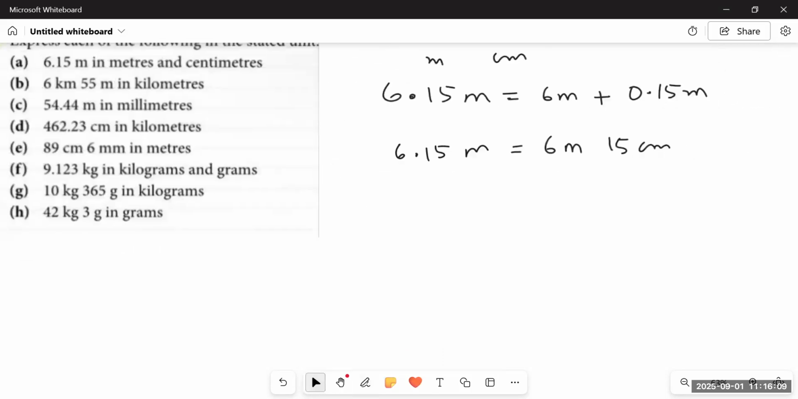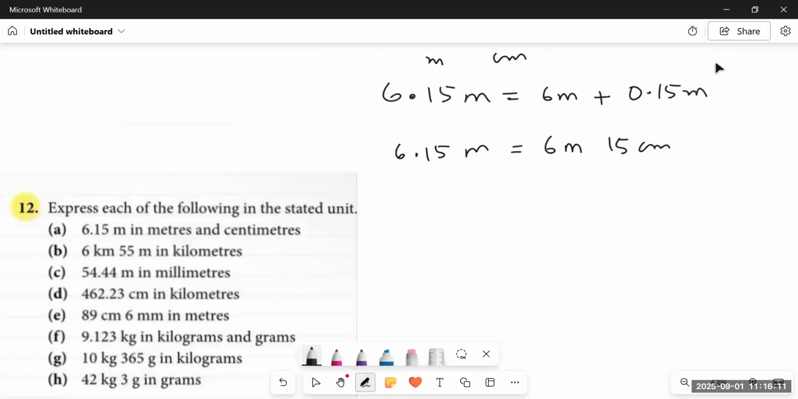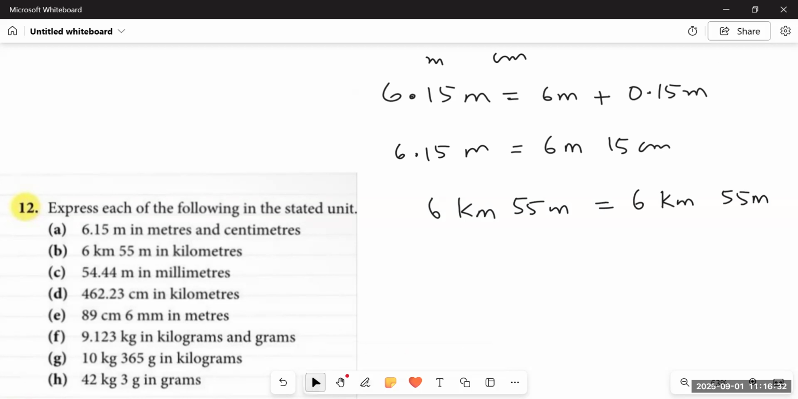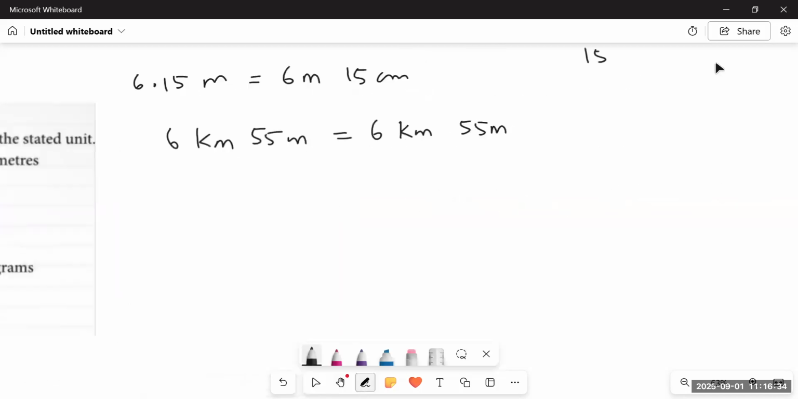Let's talk about the second one, which is 6 kilometers 55 meters in kilometers. Now we have to do the reverse. We are provided with quantities in two different units, 6 kilometers and 55 meters, and we have to keep it in kilometers. So what are we going to do? We will keep 6 kilometers as it is, and then we will only convert 55 meters into kilometers, because we have to convert it back to kilometers as a whole. Since 6 kilometers is already in kilometers, we need not change it anymore. We will simply do something with 55 meters.